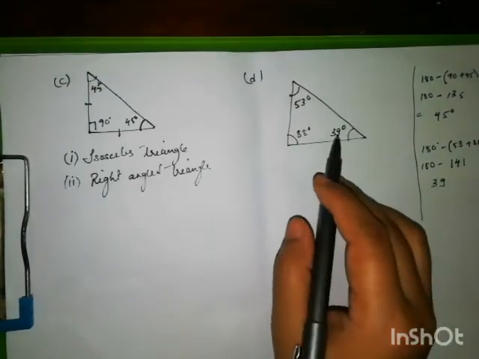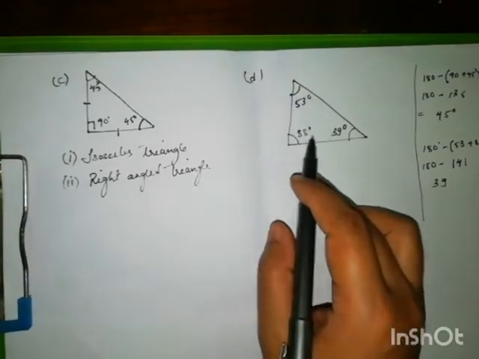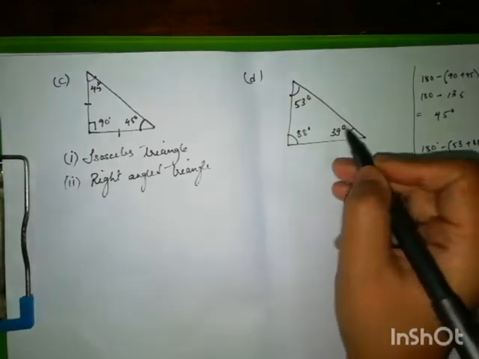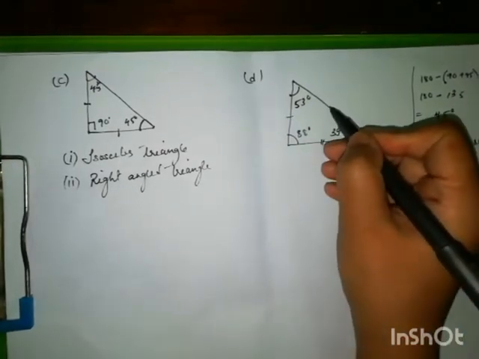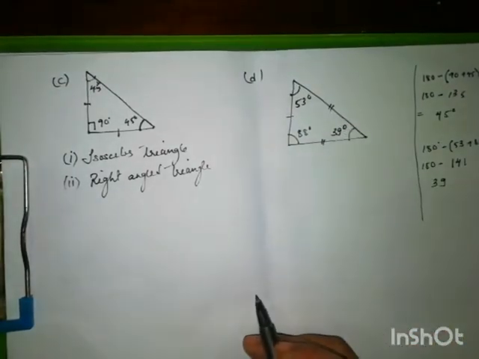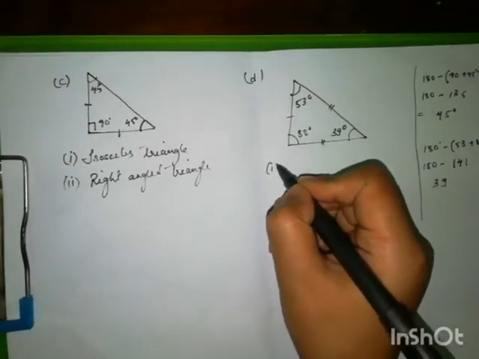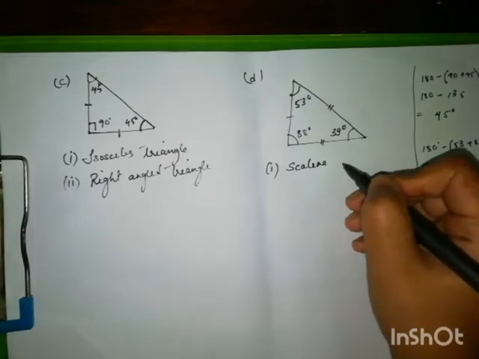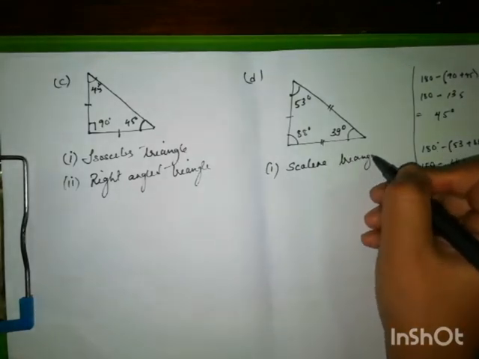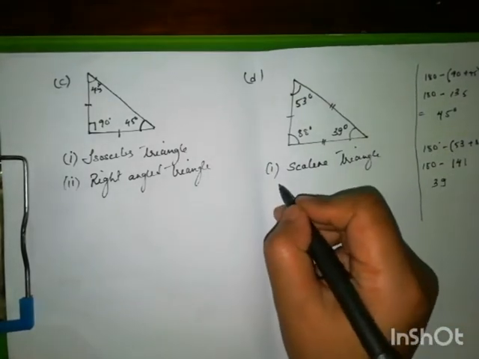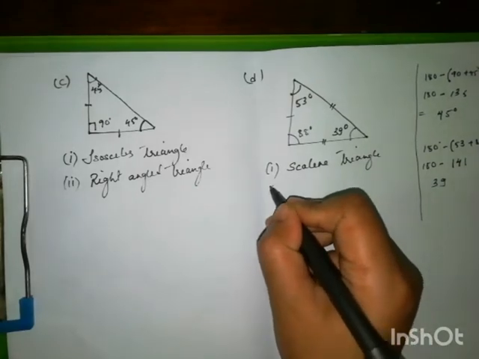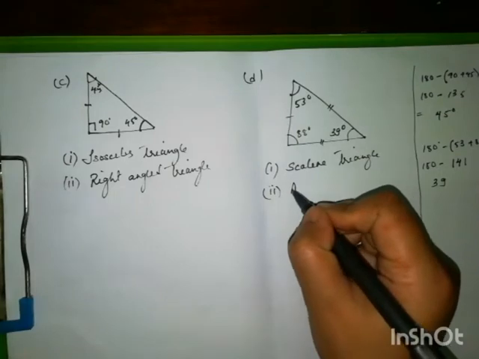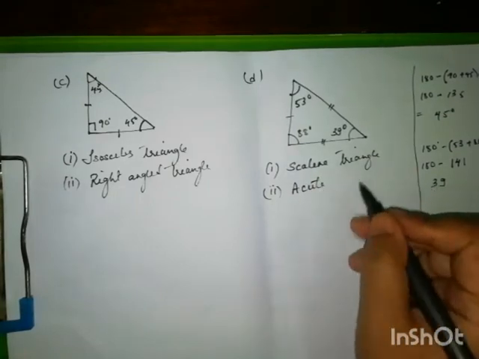All angles are different, and the sides are also all different. So we have, for sub number 1, a scalene triangle. Scalene triangle. And for number 2, each angle measures less than 90 degrees, so it is an acute angle triangle.